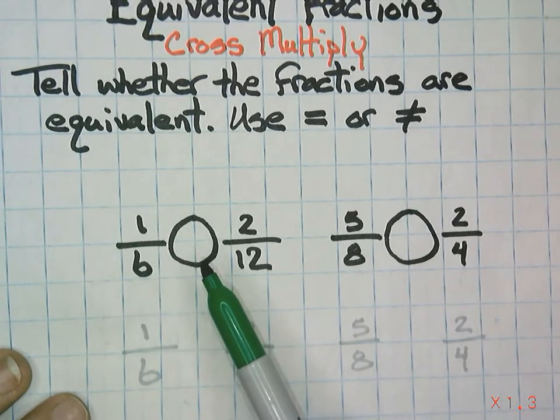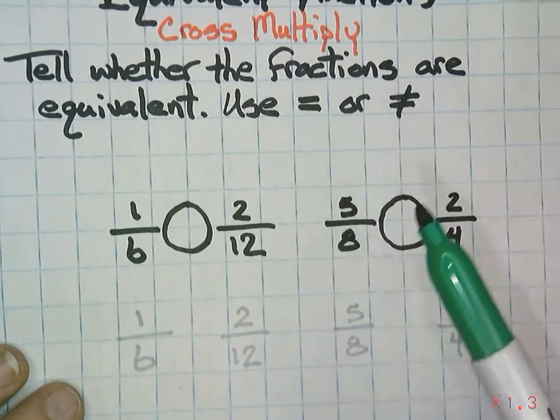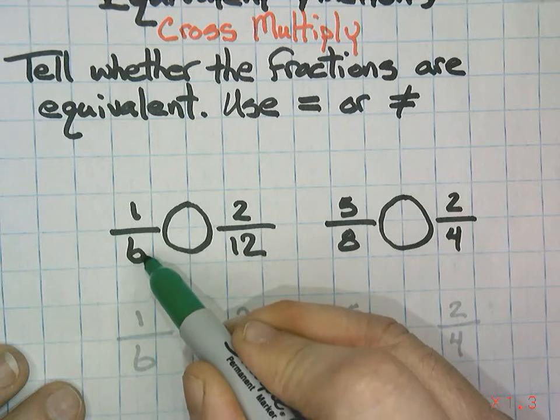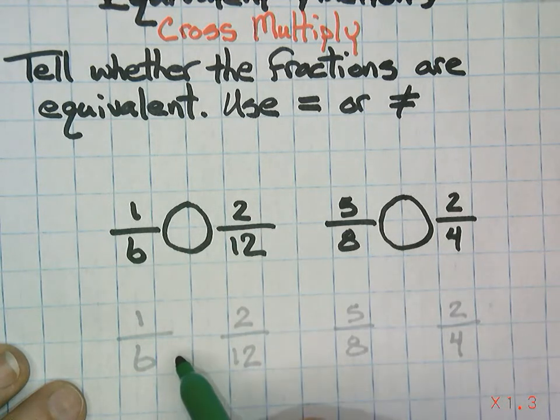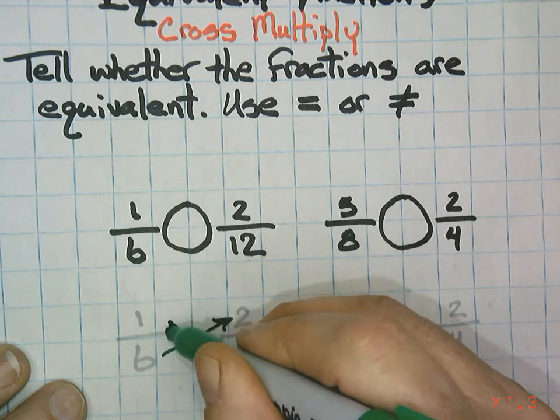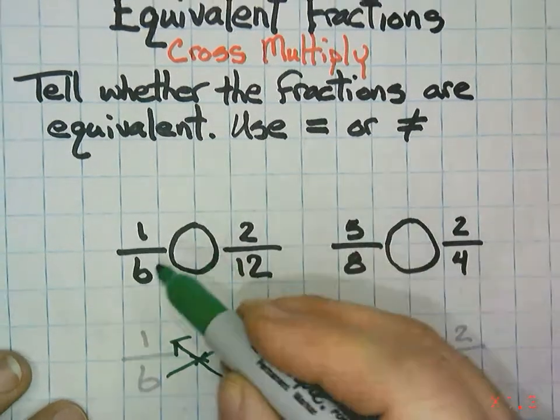1/6 blank 2/12. Using a cross multiplication strategy, we're going to multiply the 6 on the bottom of this fraction times the 2. I'm showing it down here. We could say that this would be 6 times 2, and then we will multiply the 12 times 1. That's what we mean by the cross multiplication.